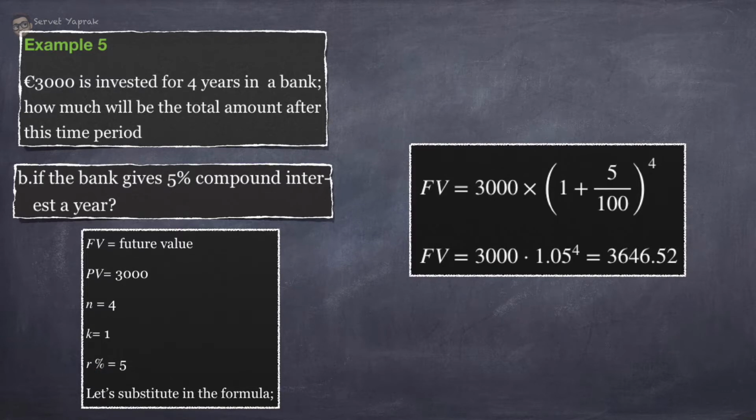R percent, r equals 5, and if we substitute this into the formula, 3,000 times (1 plus 5 over 100) to the power of 4. Normally there is 100 times 1 and here 4 times 1, but we don't have to write times 1 because it will not change the answer. And if we calculate it, we have the same answer as you see. So the formula works. It is up to you. You can directly use the compound interest formula or you can model it by yourself in the exam.